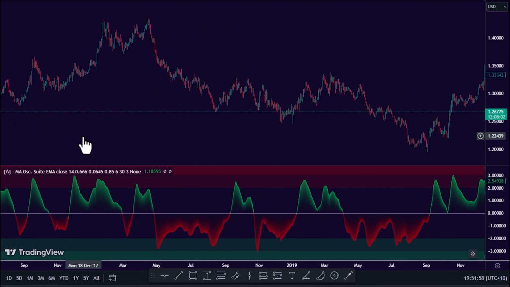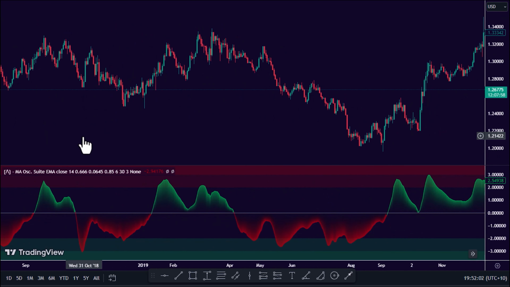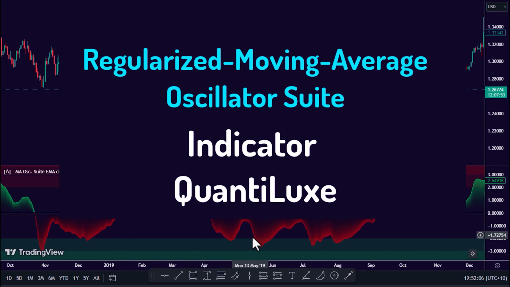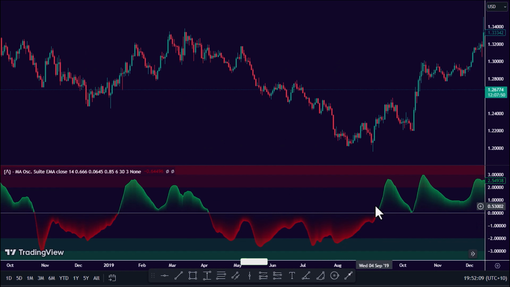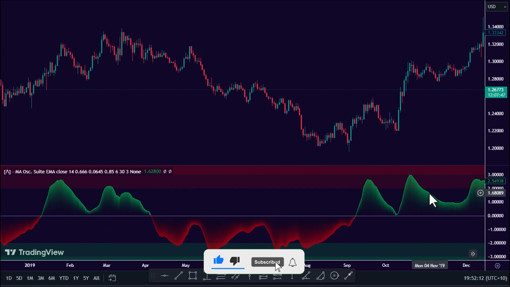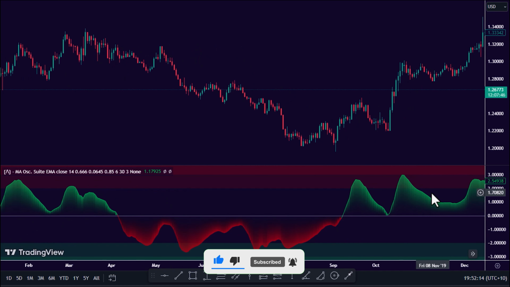Welcome to today's trading tutorial, where we'll delve into the art of trading with the Regularized Moving Average Oscillator Suite Indicator. The Regularized Moving Average Oscillator is a powerful trading tool designed to provide in-depth insights into market trends and dynamics. It's easy to access and use.